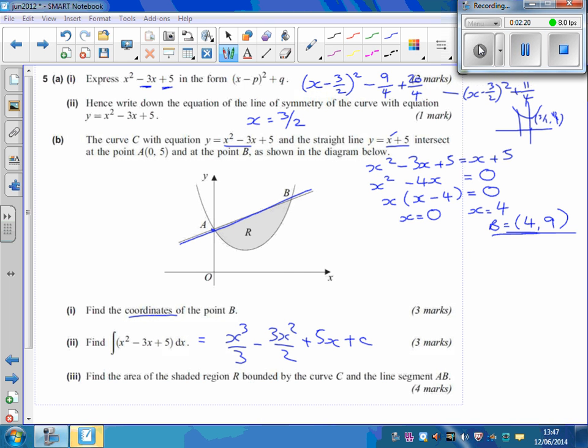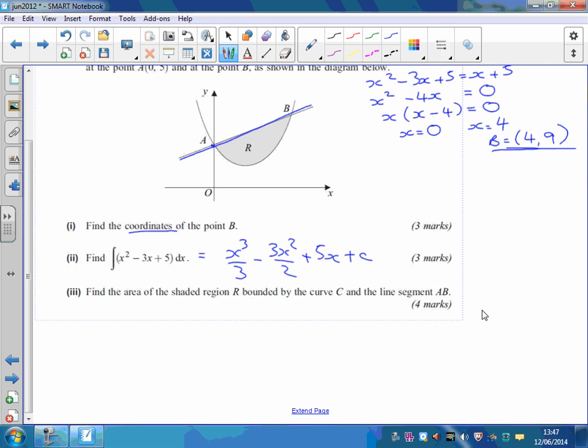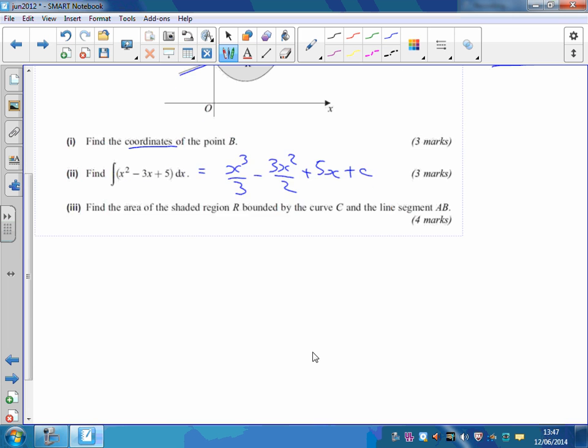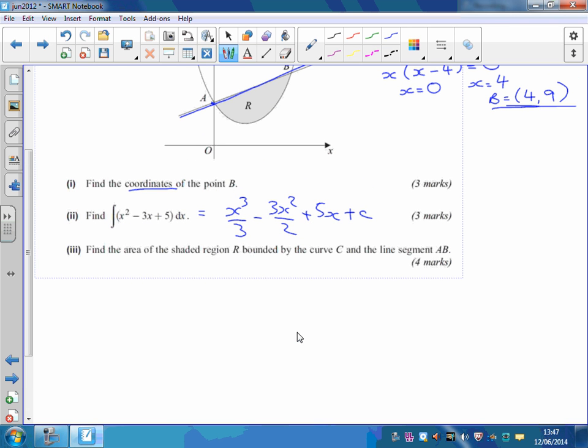Last part then is all about finding this area. We want to try and find it in two ways, I guess, that we've got to try to think about. First of all, what's the area underneath this graph here? This area here would just be this integral from 0 to 4. So let's do that first of all. So we're trying to do x cubed over 3 minus 3x squared over 2 plus 5x between 0 and 4.